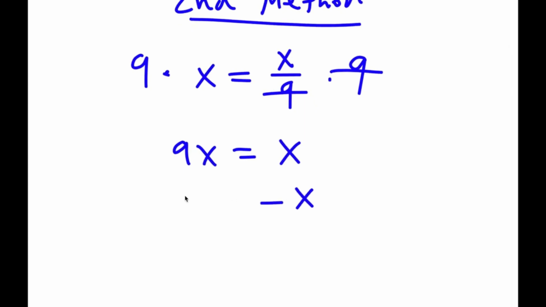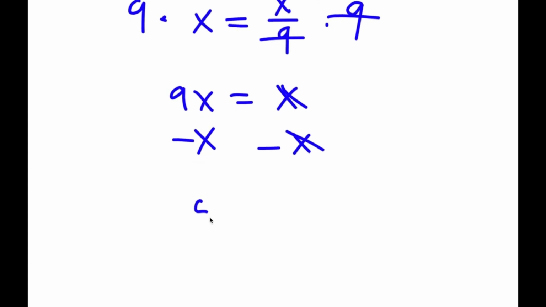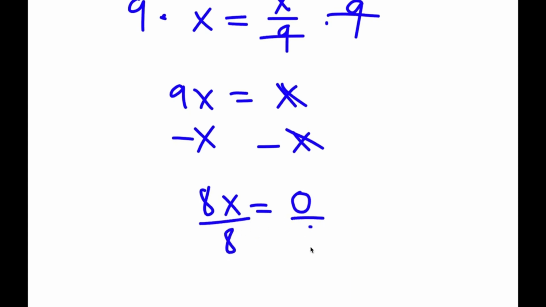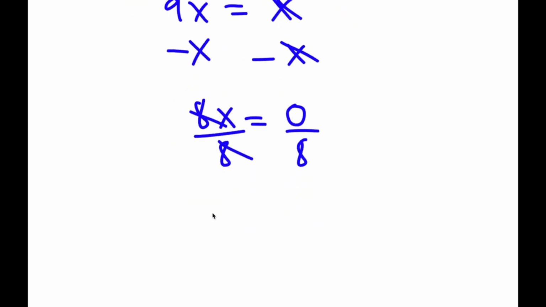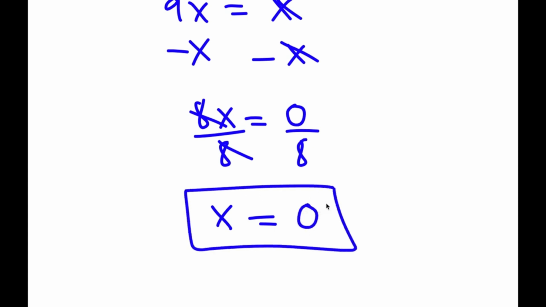Now I'm going to go ahead and subtract x on both sides. And I have 9x minus x, which is 8x, is equal to 0. Now if I divide both sides by 8, I have x is equal to 0 divided by 8, which is 0. So that is a second method of solving this problem.